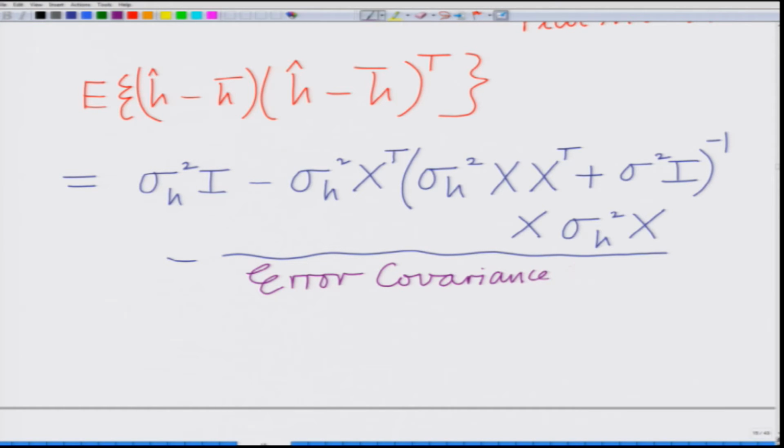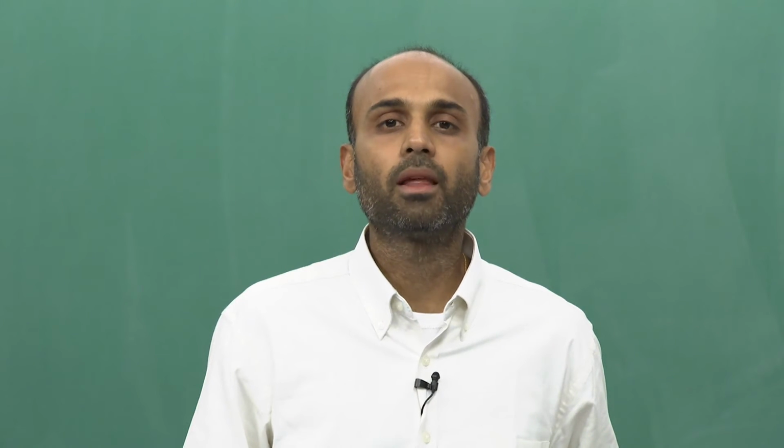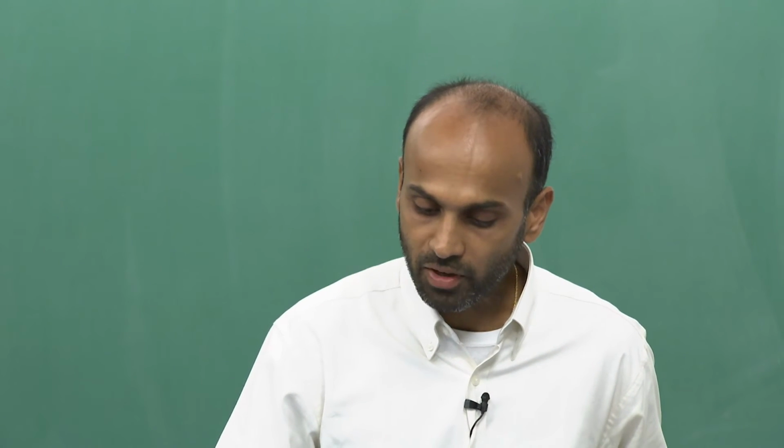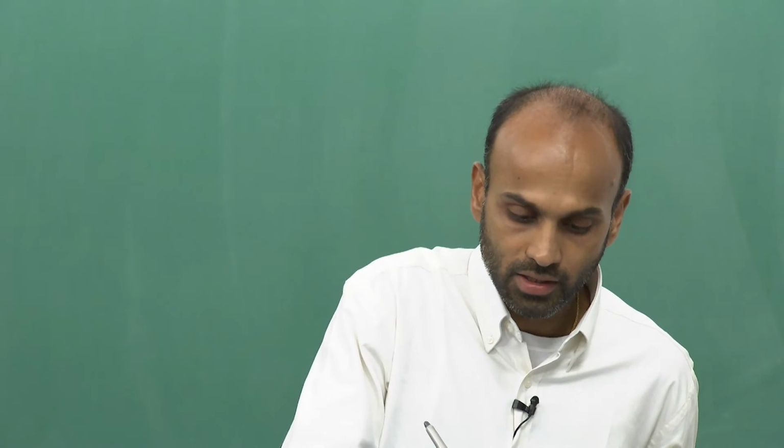Remember, h is an m dimensional parameter vector, so naturally this error covariance matrix will be of size m cross m. What we are going to do now is simplify this expression for the error covariance matrix and get it into a nice compact form, which gives us the expression for the error covariance.